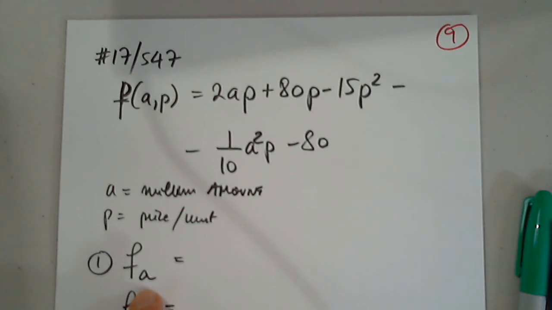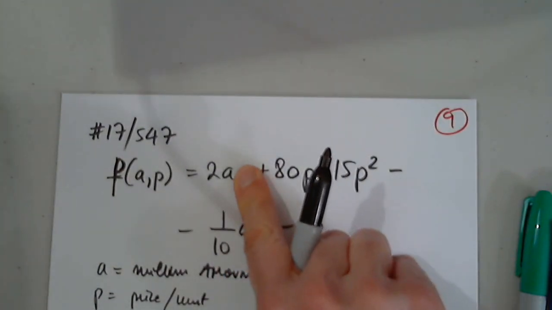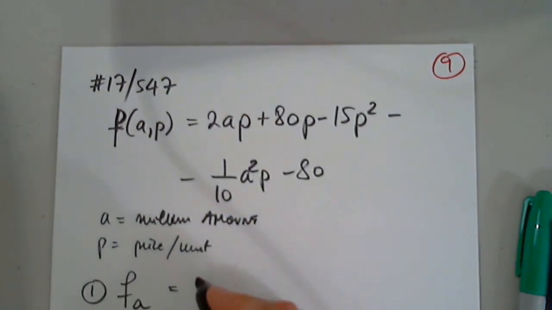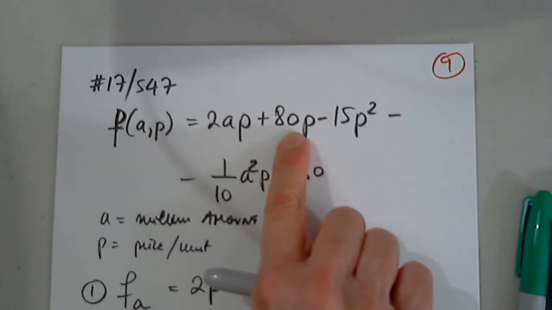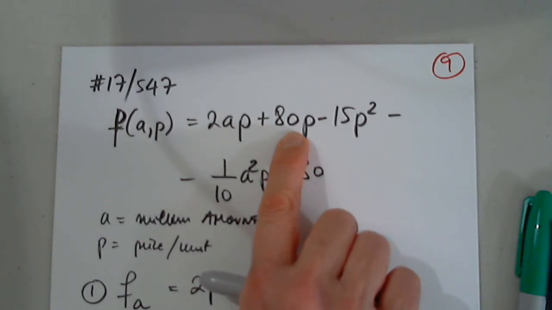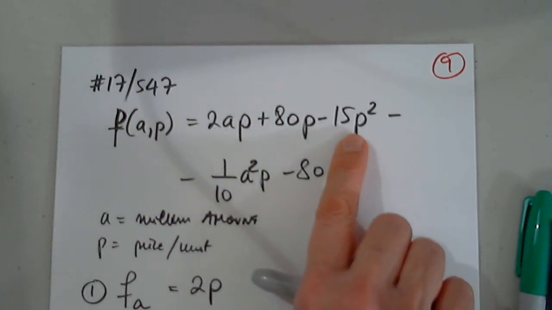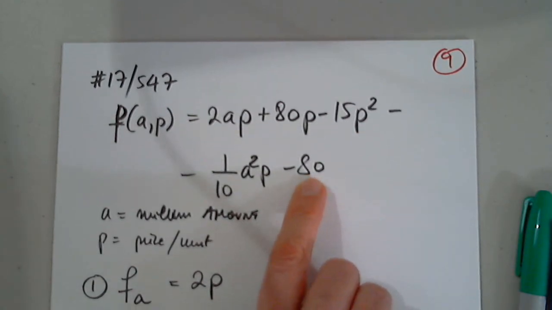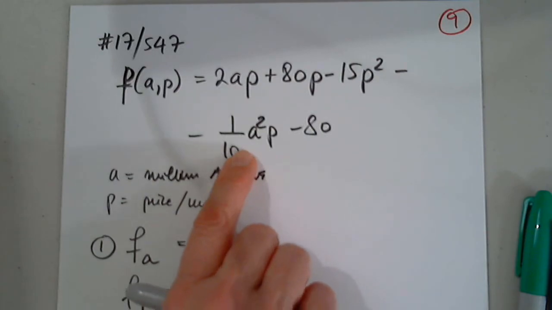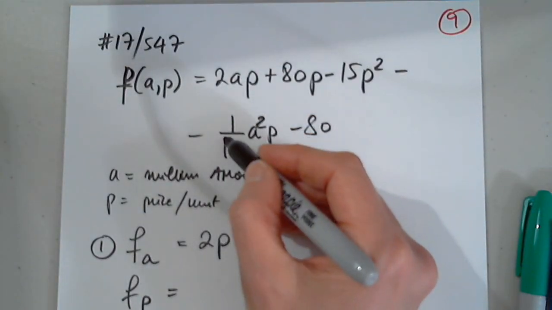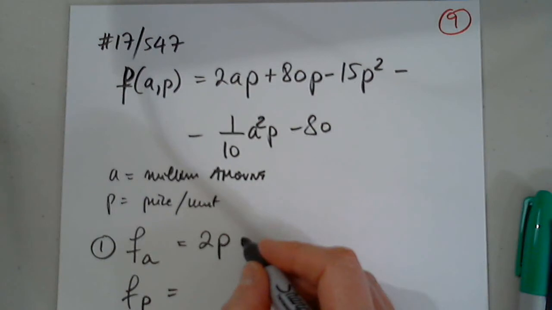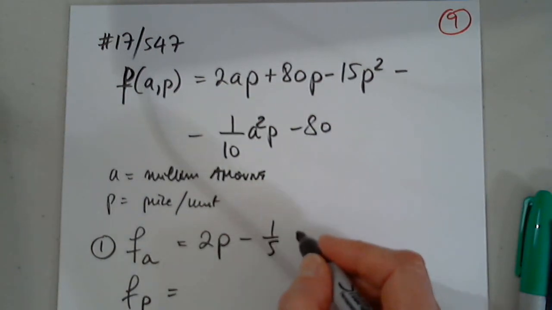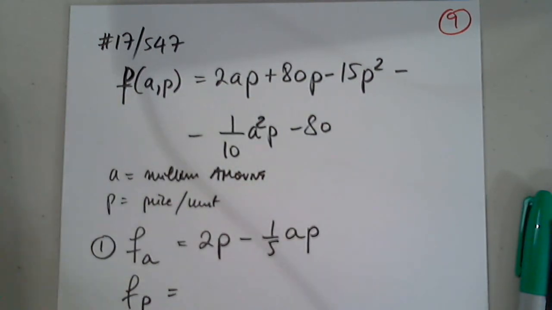So we have differentiating with respect to a, p is a constant. So p is a constant, I'm differentiating with respect to a, so this is 2p. This is gone, it doesn't have a. I'm differentiating with respect to a, this is 0. I'm differentiating with respect to a, this is 0. I'm differentiating with respect to a, this is 0. But when I'm differentiating here with respect to a, I bring 2 down, negative 2 over 10, which is negative 1/5 ap.